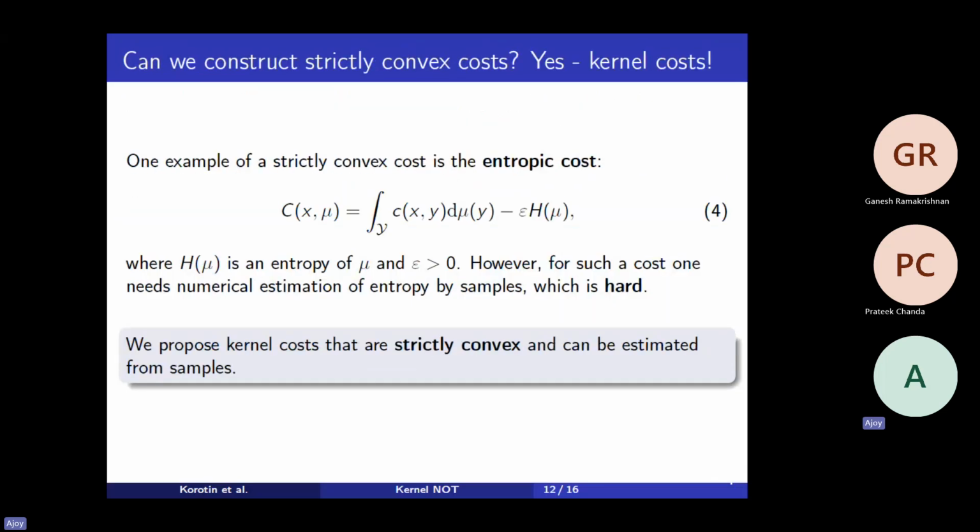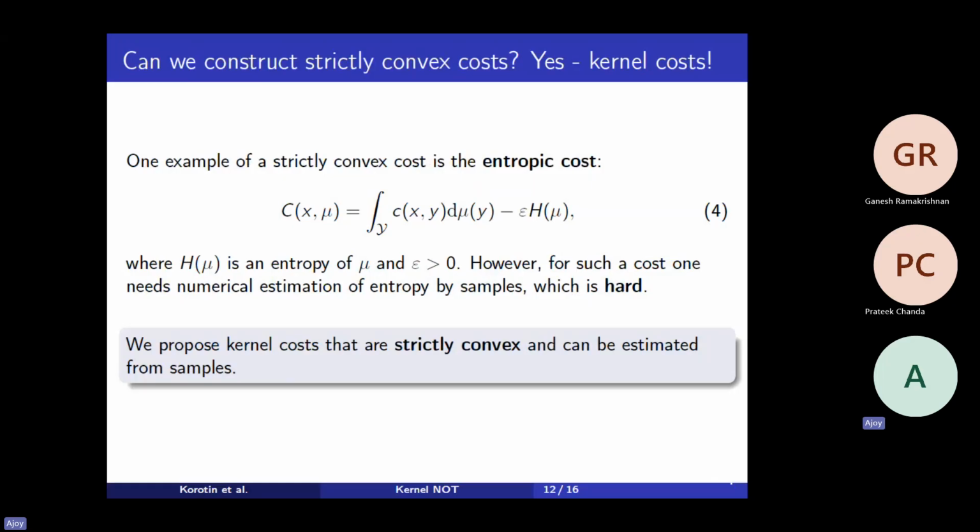So now the big question comes: can we construct strictly convex weak costs? The first example they take is the entropic cost function, where you have C(x, y), which you can take as any normal cost, like a simple distance function, minus some hyperparameter epsilon times the entropy of the distribution to which x is mapped. They have proved that this is strictly convex, and this will give us all the sound maps.